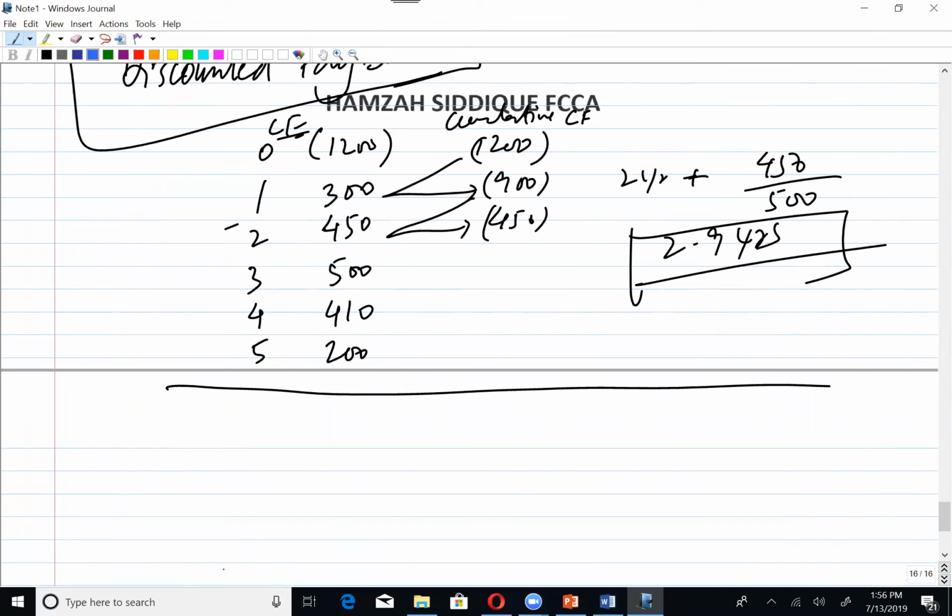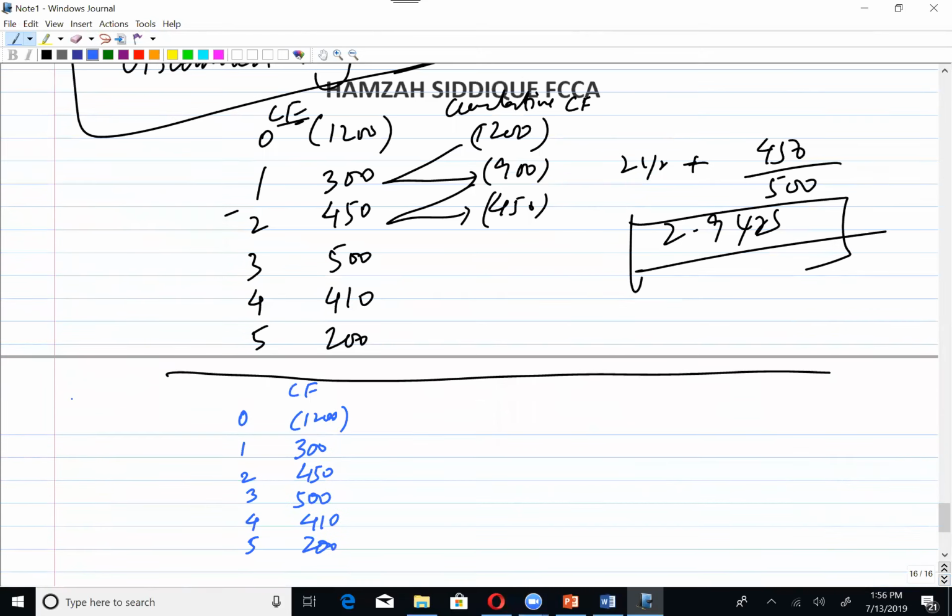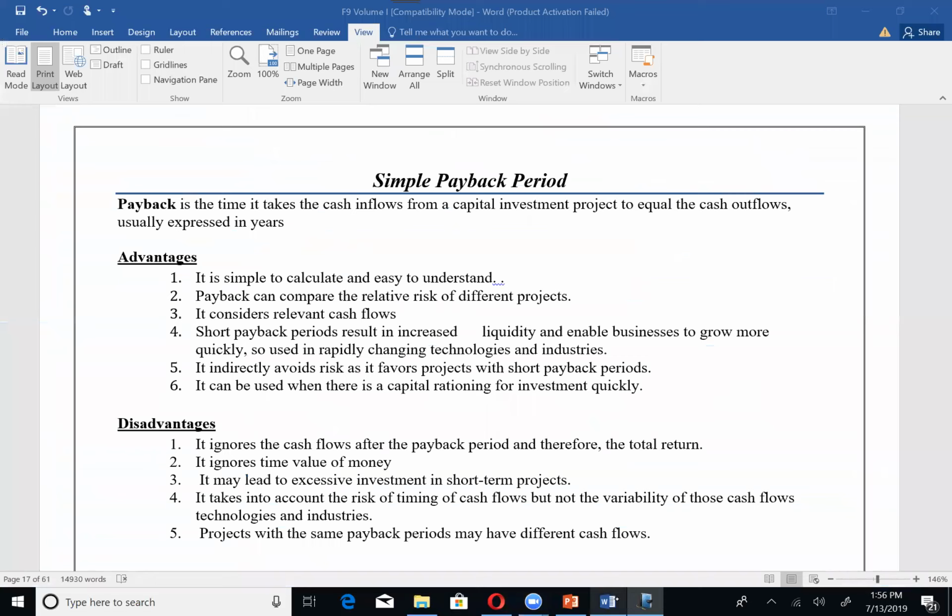You see here, cash flow 0, 1, 2, 3, 4, and 5. Cash flows 1200, then the first one is 300, 450, 500, 410, and 200. We have to calculate discounted payback. For example, the rate of return is 10%. So we will apply the discount factor at 10%, and that is given in the formula sheet.